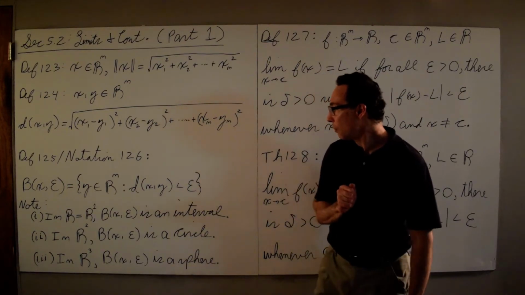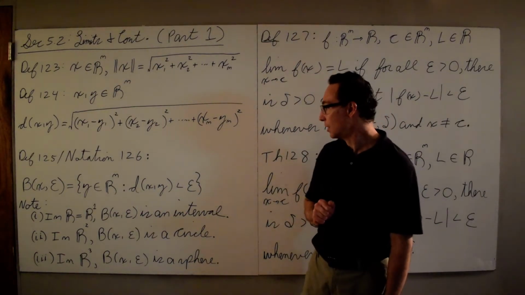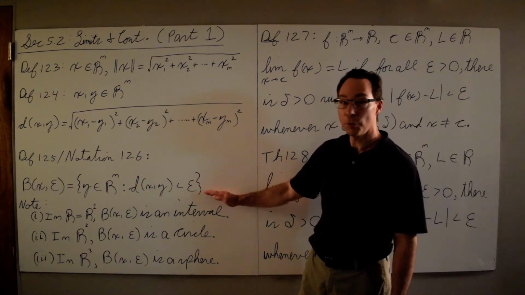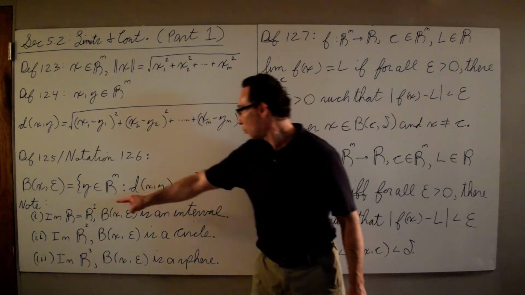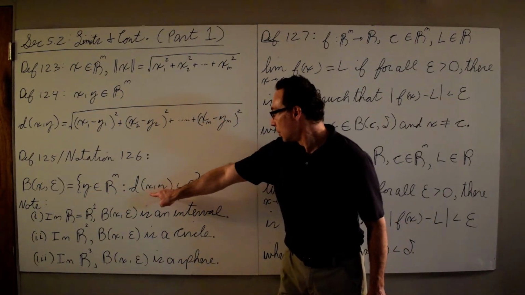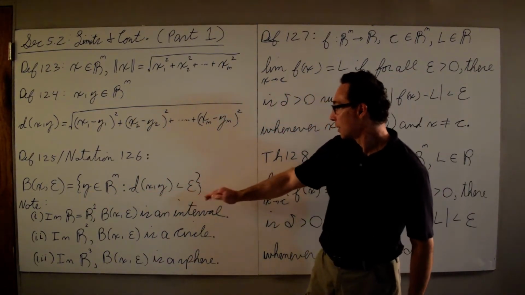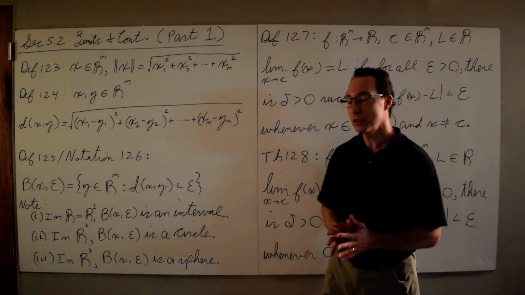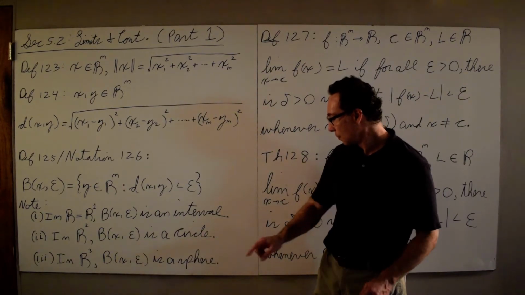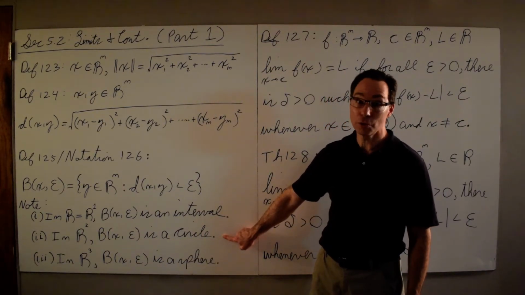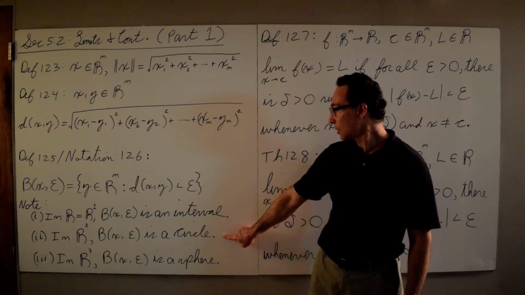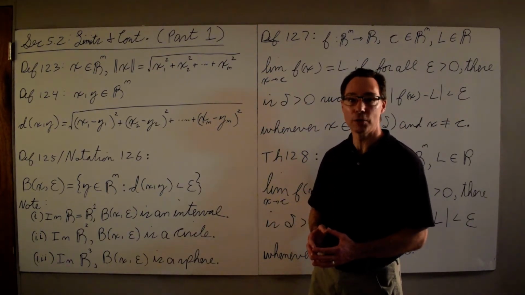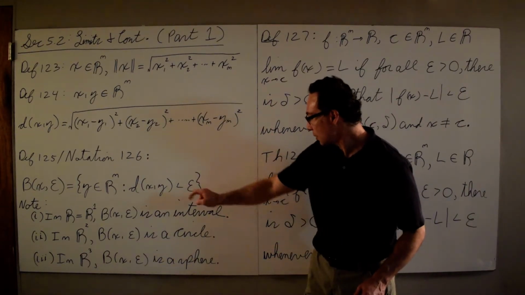Definition 125, along with notation 126, we have the ball about x of radius epsilon. That's what this is. It is simply the set of points in Rn whose distances from x are less than epsilon. So we're looking at the set of all points that are close to x. Now, in R2, this is a circle centered at x of radius epsilon. It's the interior of the circle. We don't count the points on the edge because it's strictly less than.